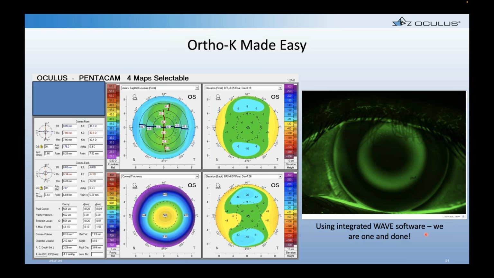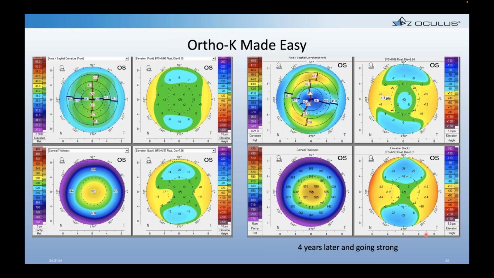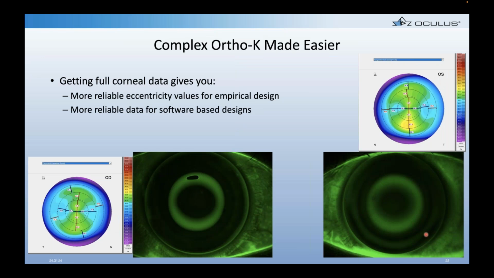And we get into our software and shoot off the data, and this is what we get, again, the vast majority of the time. And this patient has actually been in ortho-K lenses now for about 4 years and going strong, doing very well with their treatments. You can also tackle more complex ortho-K patients because you have this vast data about the corneal shape.